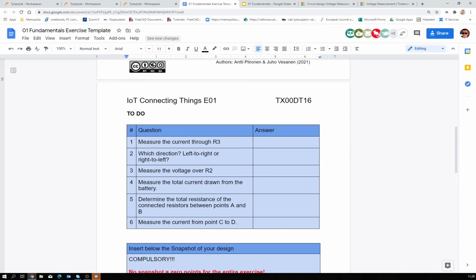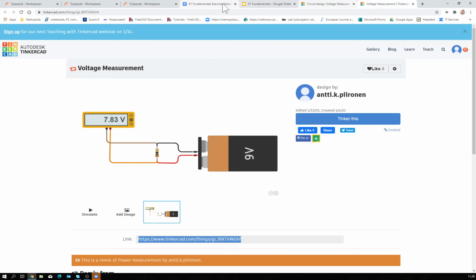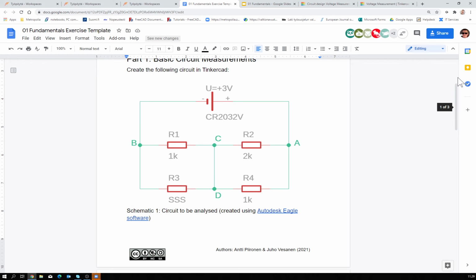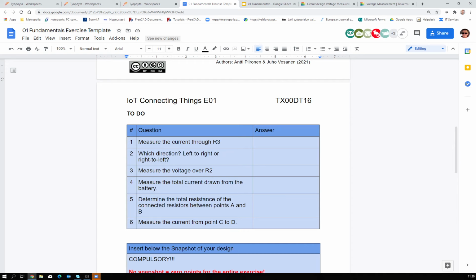And then measure the voltage over R2, measure the total current drawn from the battery, and determine the total resistance of connected resistors between A and B. There you need to remember something: you need to remember to disconnect the power from the circuit, otherwise you will get an error.